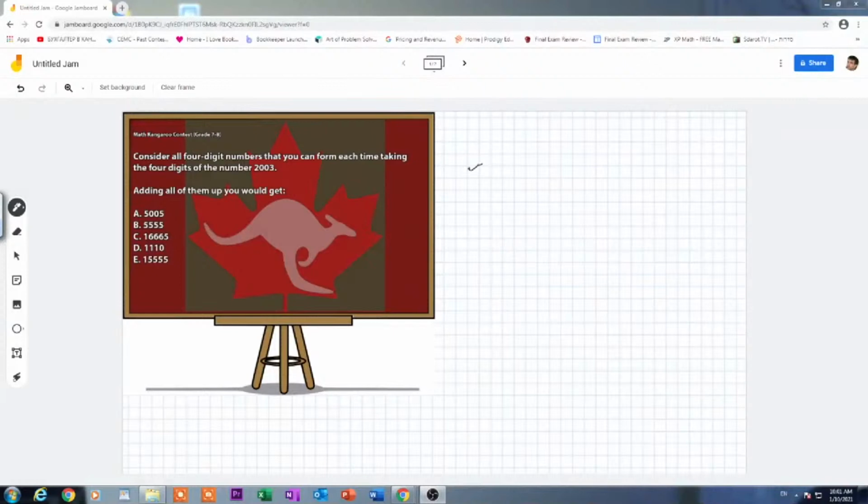Okay, let's start. So first question that was posted during this week is: consider all 4-digit numbers that you can form each time taking the 4 digits of the number 2003. Adding all of them up, you would get. So first we need to list down how many numbers we can form using 2 zeros and 2 and 3, 4-digit numbers. So it means we can have leading zeros.